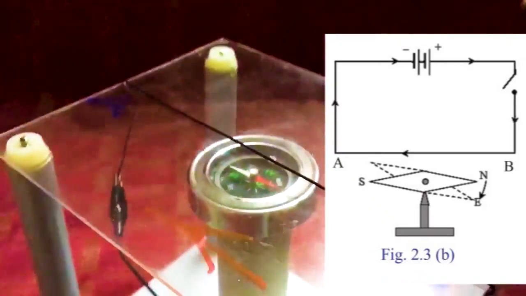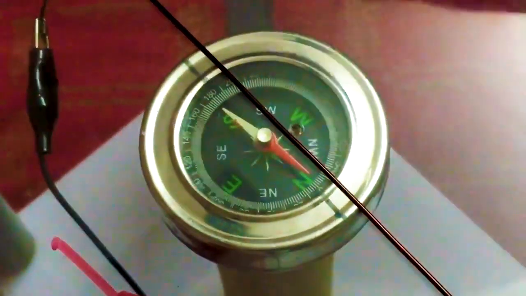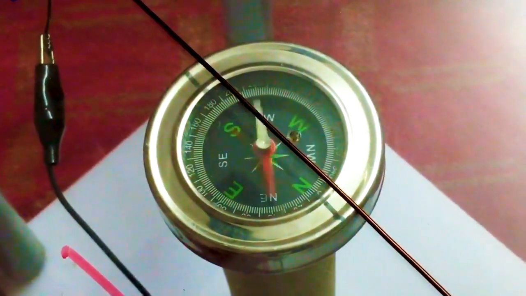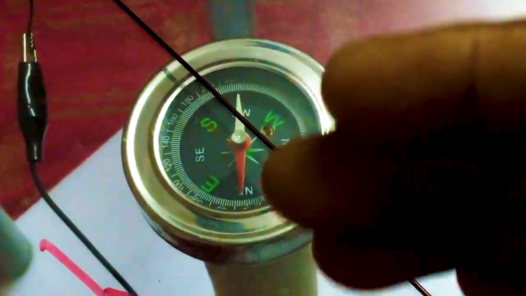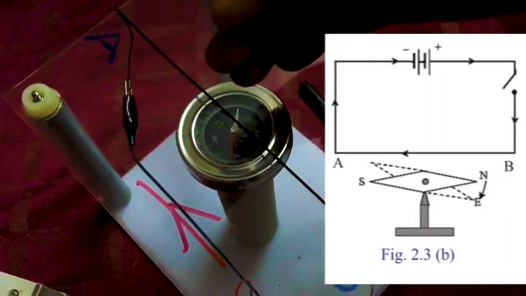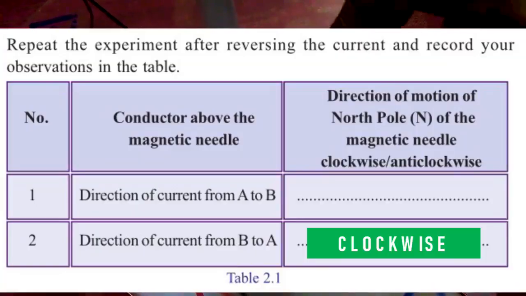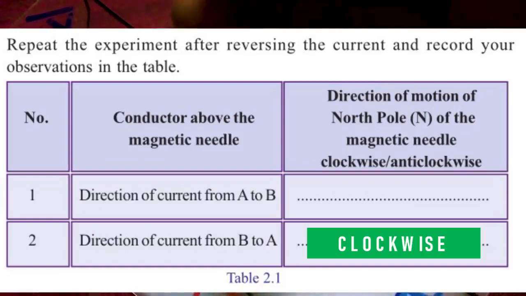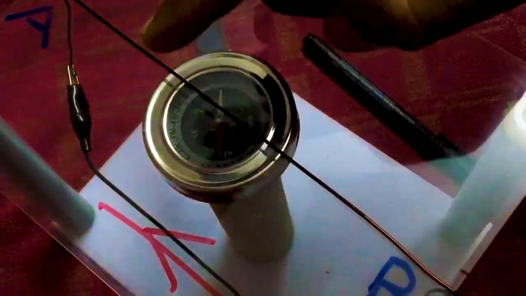Let us see the deflection taking place to the north pole of the magnetic needle when current passes from B to A. Please see. Yes, it moved towards the left direction of electric current, that is towards east. And what about the rotation or the deflection direction? The direction of north pole is in clockwise direction. Though it moved towards left, that needle deflects in clockwise direction.